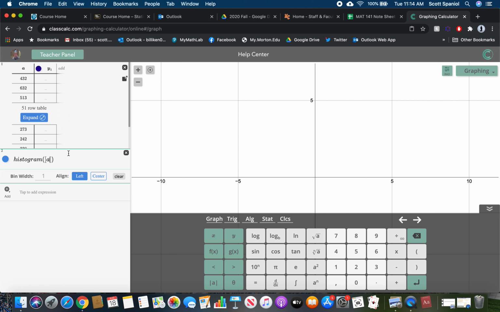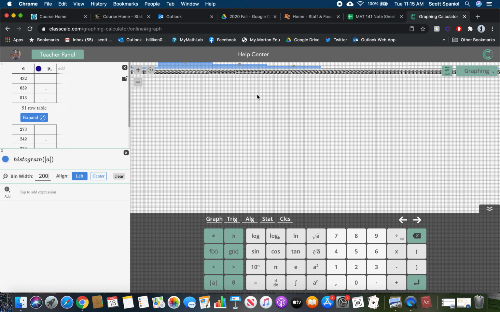Then I'm just going to type in an A. And then it's got the word bin width down here. Bin width is where you can add your class width. So our class width, we said, was going to be 200. So I can put in 200. And then if I zoom out, I can zoom to my data by using this little magnifying glass over here. So click on that. Now notice this made a really weird looking graph. So we're going to want to change that.